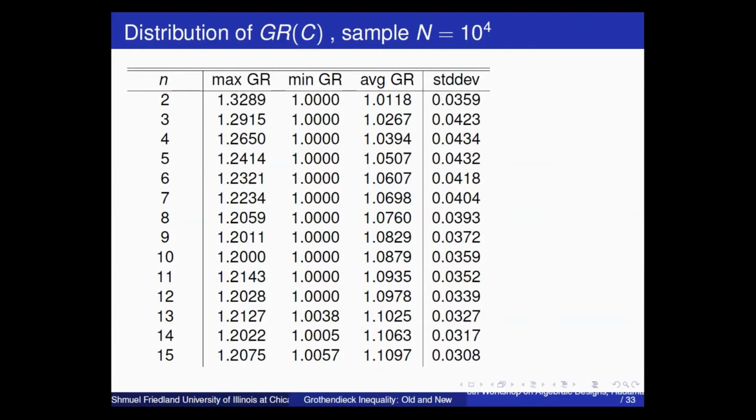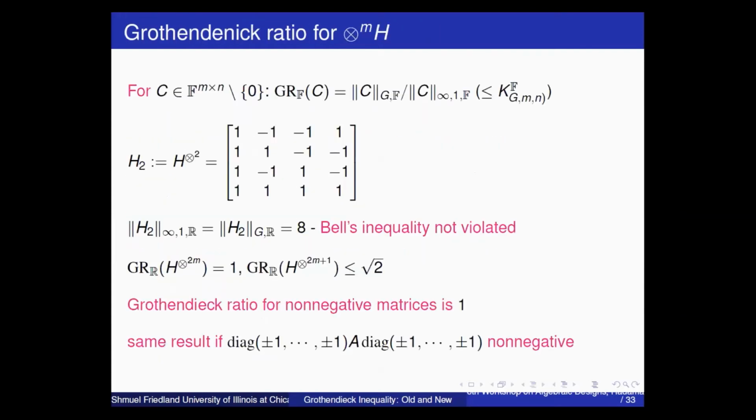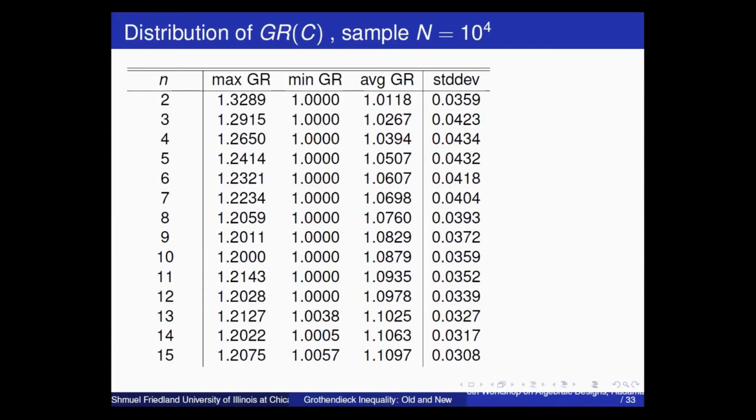So okay, maybe I skipped something. I defined GRC, maybe I skipped here. GRC is just the Grothendieck norm of a matrix divided by the C infinity one norm. We always do numerical experiments only for real matrices, because for complex I think it's a mess, but I don't know. Okay, so here is the result.